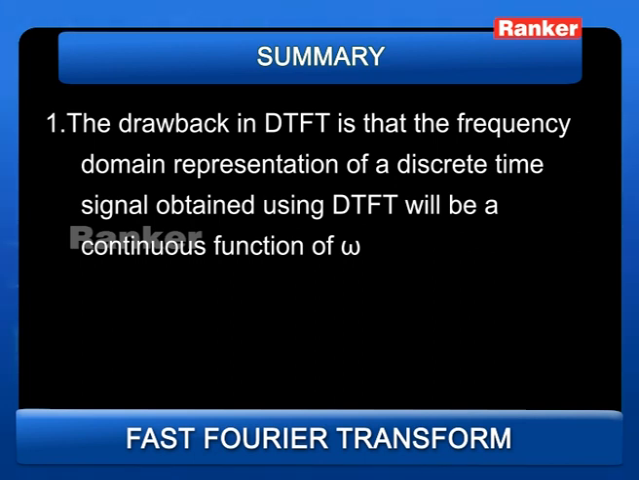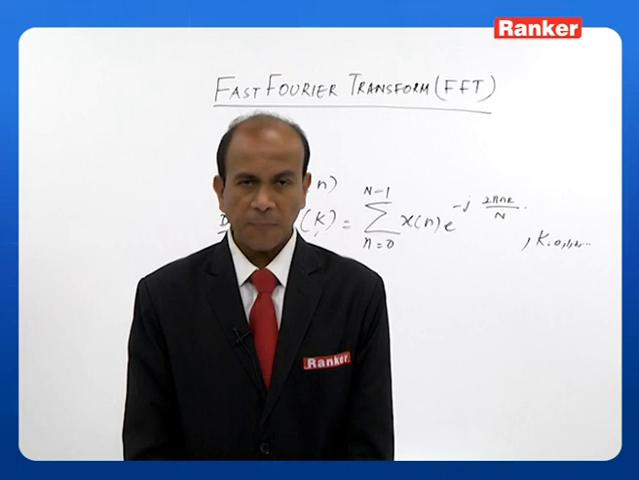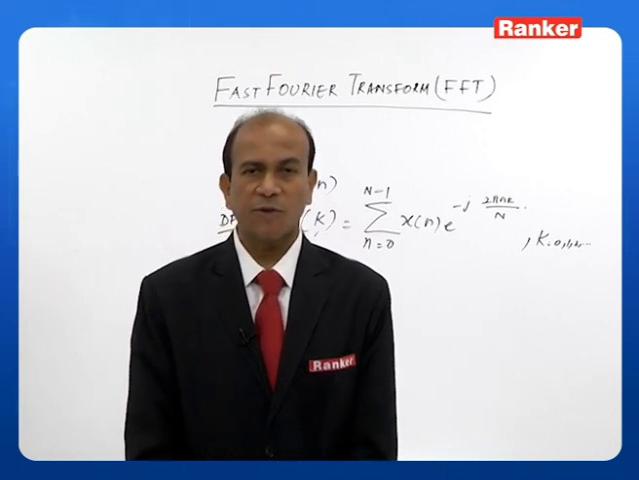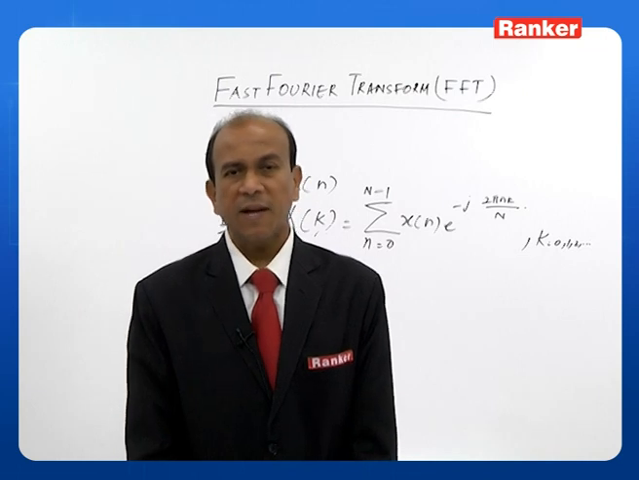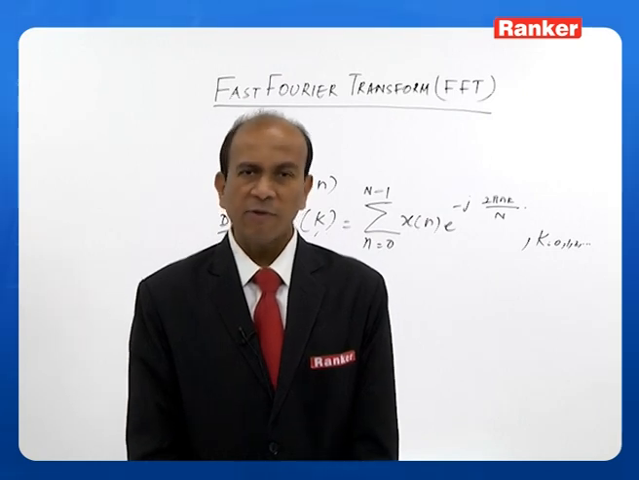Let us start with the drawback of DTFT: the frequency domain representation of a discrete time signal obtained using DTFT will be a continuous function of omega. Okay, there is a drawback. So what are we doing here? We are trying to represent a discrete time signal, and when I calculate the DTFT of that, I will get a continuous function of omega. So for discrete time, I apply DTFT, and I will get a continuous frequency spectrum. That is one of the major drawbacks of DTFT.